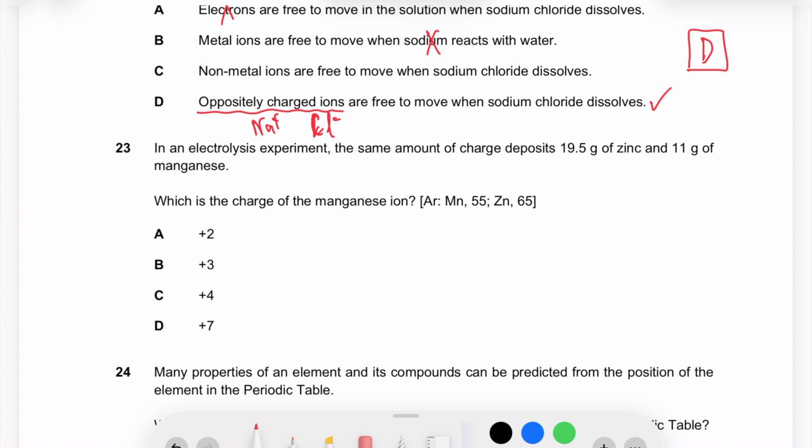Question 23. So let me see. This is a long-winded question. They say the same amount of charge deposits 19.5 gram of zinc and 11 gram of manganese. For this you have to write the half ionic equation. So zinc is Zn2+ plus 2 electrons gives you zinc, which is 19.5 grams. The other one is manganese. We don't know what's the charge, so you put it as n.